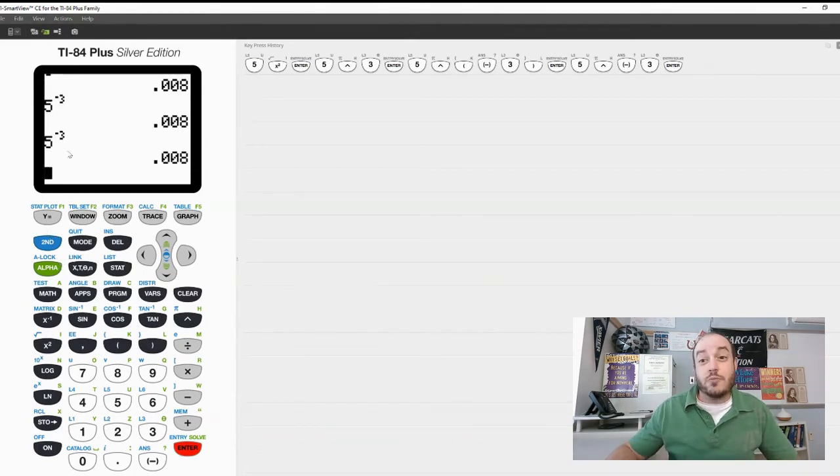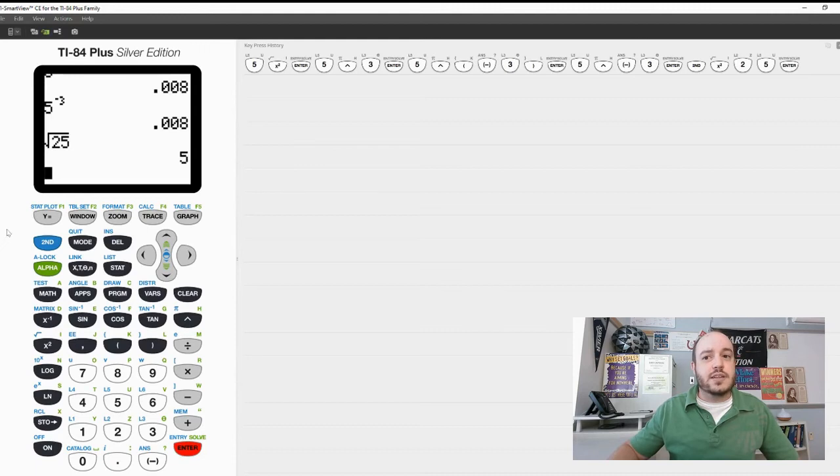The square root almost works the same way. It's the button above the x squared, but instead of having a control button on this, the TI-84 has a second button. So you hit the second button first, then you hit the square root button, and that will allow you to take the square root of a number. So square root of 25 is going to be 5. All right, so that should be pretty easy.